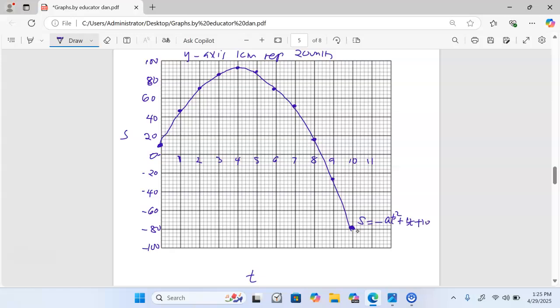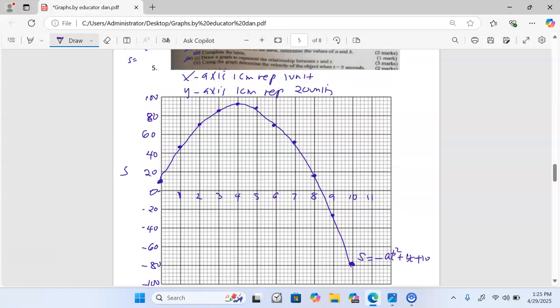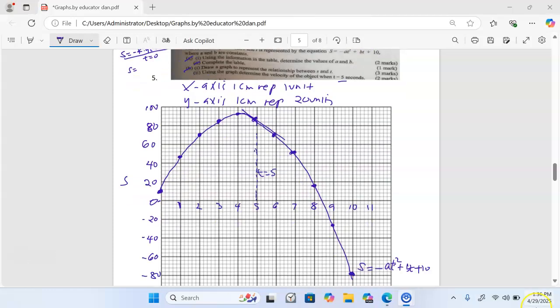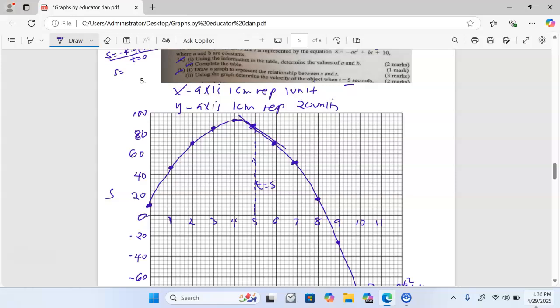It is always important that we label our curve. Then from there now we are able to move on: using the graph, determine the velocity of the object when t is 5. So we are going to identify where t is 5. Then at this point here, we are going to draw a tangent, then get the gradient at this particular point. So after drawing the tangent at this point here, we can pick any of these points along this line. Let me pick, for example, a point like this here. Then I will come down and of course pick another point here.